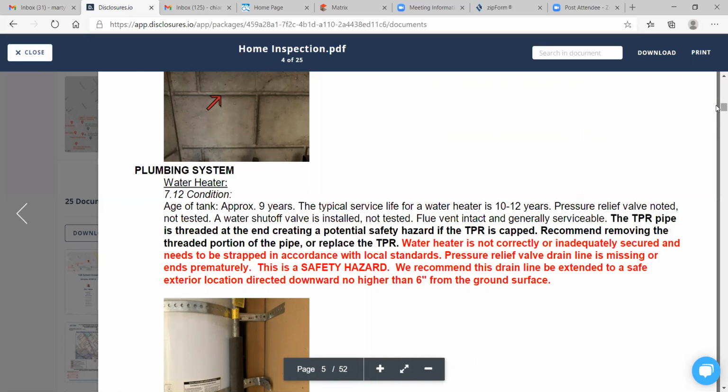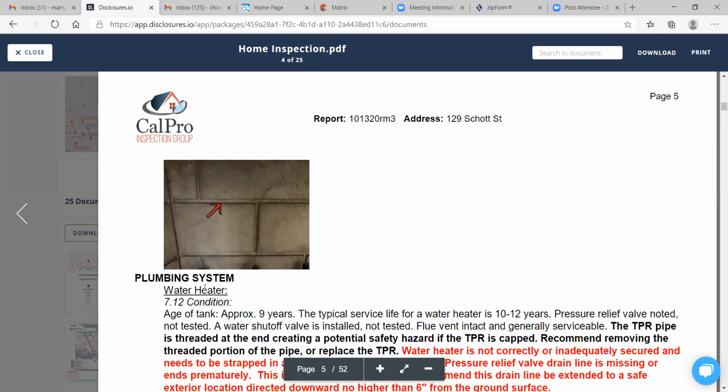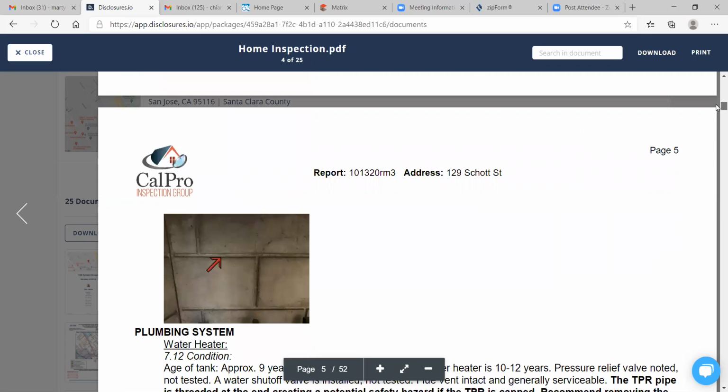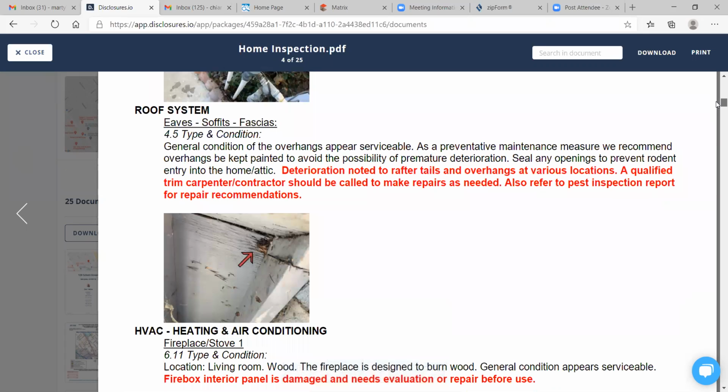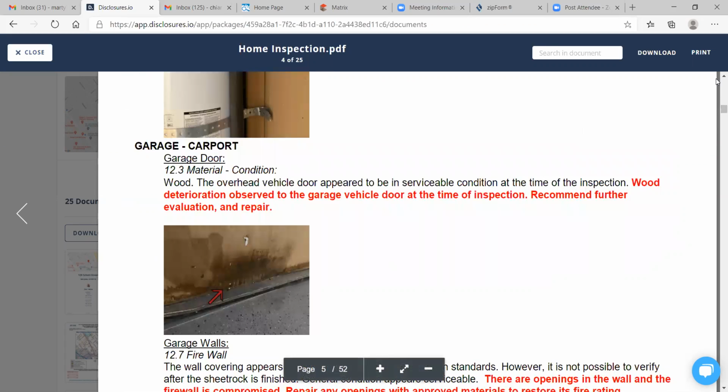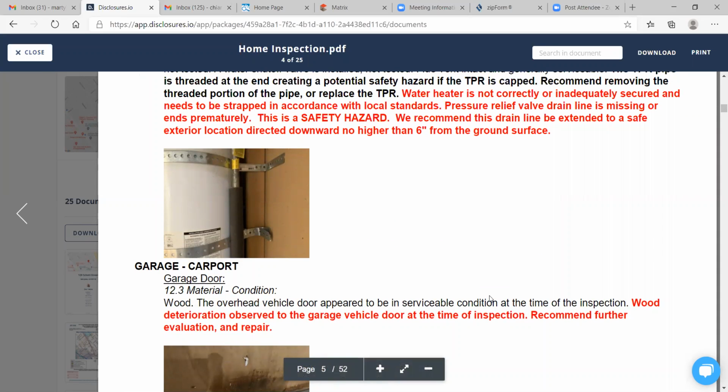Okay, then we walk through your basic understanding. Plumbing system, this water heater. The water heater is not correctly secured. This one is very important to me because the appraisal will hold this accountable. Also, they mentioned that the water heater is right now about 9 years old, but the average is 10 to 12 years, so I have to fix it soon too. That's why the home warranty comes in handy for you, because you can ask them to come based on the inspection. You might be able to get a new one for $75, which is a very good price. Okay.